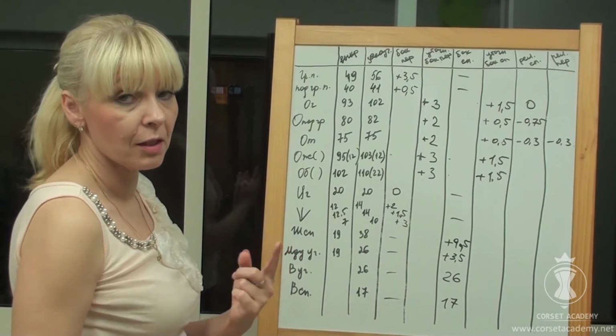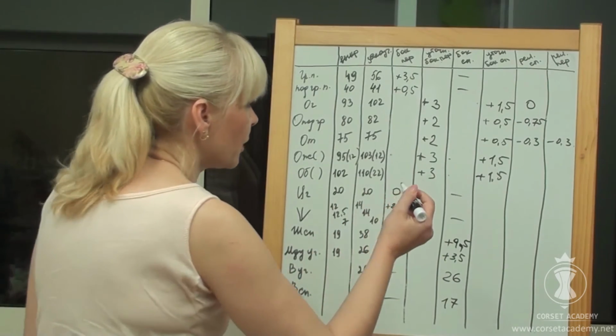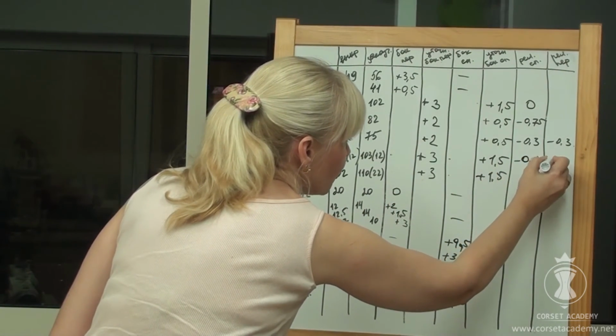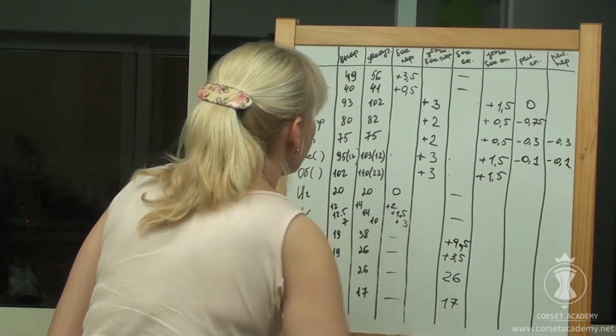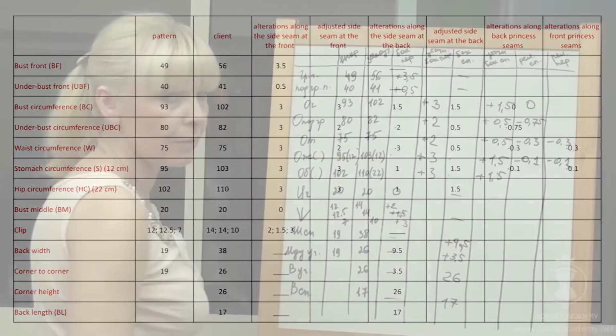This 1 centimeter can be distributed between the 4 raw edges of the back princess seams and the 4 raw edges of the front princess seams, i.e., it can be divided by 8. Thus, I need to shift each side of each front and back princess seam by 0.1 centimeter inwards. I write -0.1 centimeter in the table.